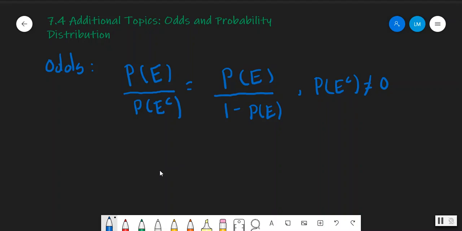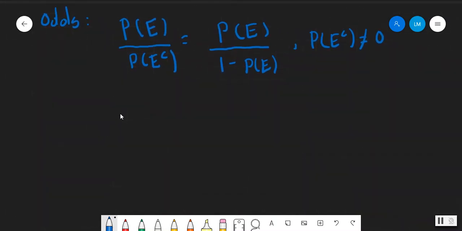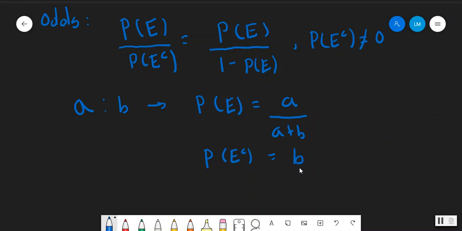Now, another way that we can find a probability is to look at the formula for each of the two. If we know that the odds in favor of an event are A to B, then the probability of the event occurring is equal to A divided by A plus B. And the probability of the event not occurring is going to be B divided by A plus B. So this gives us the odds in favor.